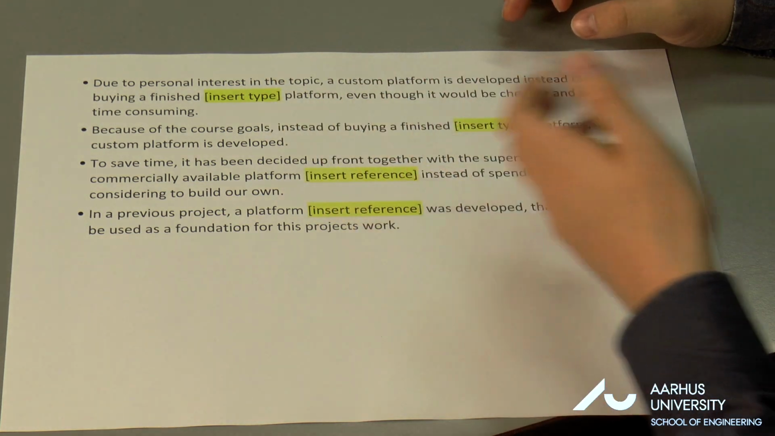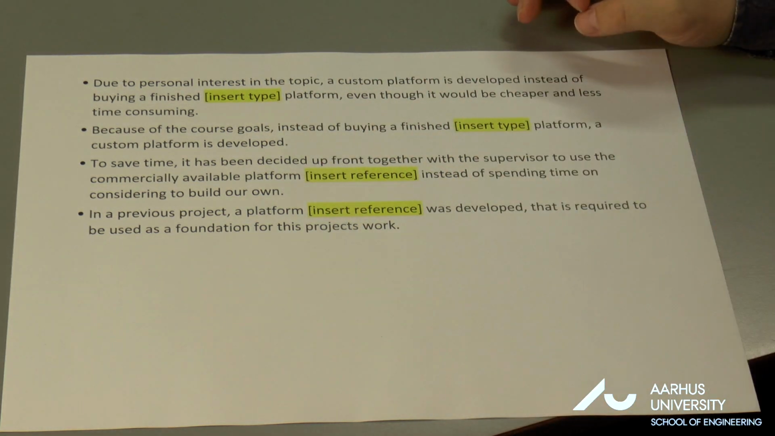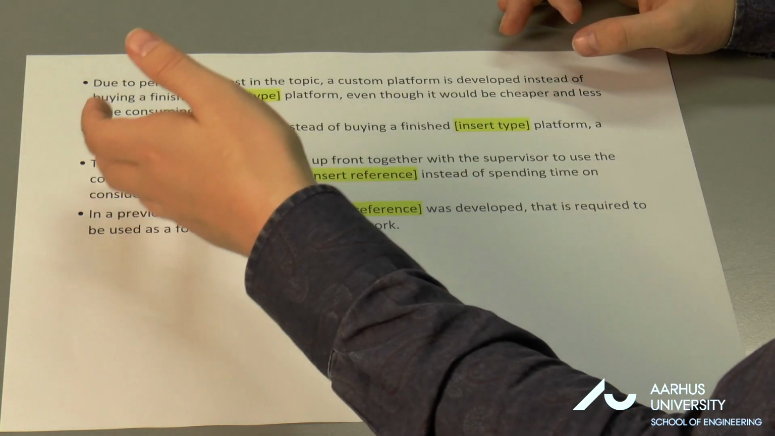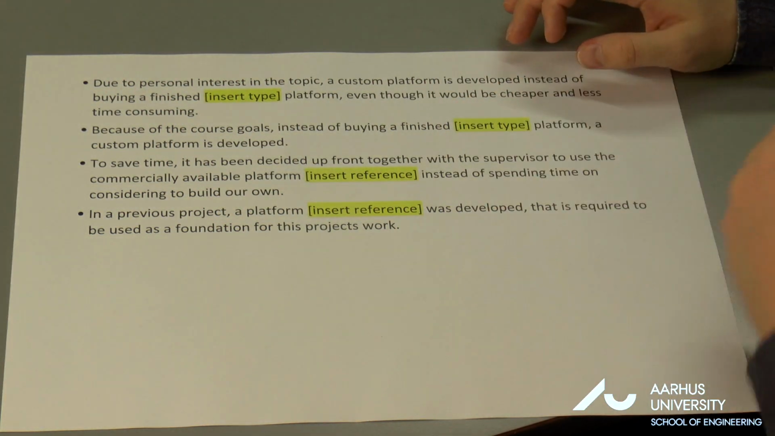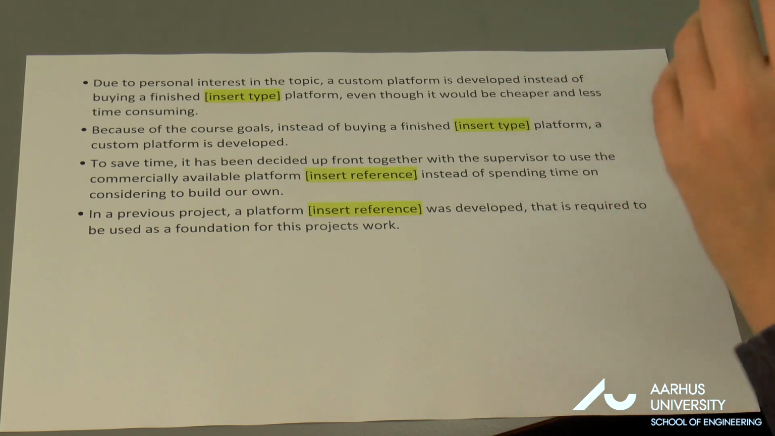Another example, to save time, it has been decided up front together with the supervisor to use the commercially available platform instead of spending time on even considering building your own. Usually you should consider both building your own and buying something off the shelf. In this case, we limit that scope.